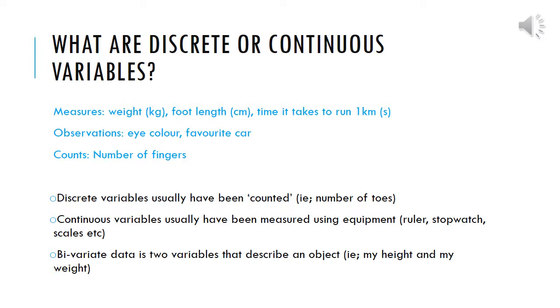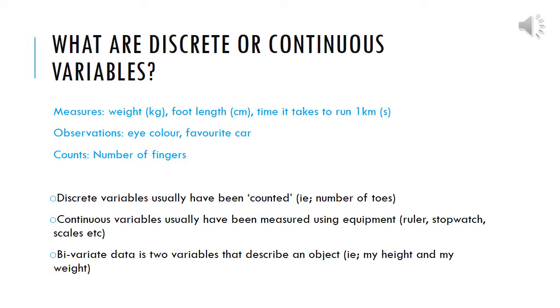On the previous slide, you were asked to identify the variables that could be either measured or observed or counted. So here they are again on this slide, and the variables that can be measured are weight, foot length, and time it takes to run a kilometre. Did you get those ones right as the ones that could be measured? The variables that can be observed and described are eye colour and favourite car. Did you get those ones right? The variables that can be counted are number of fingers.